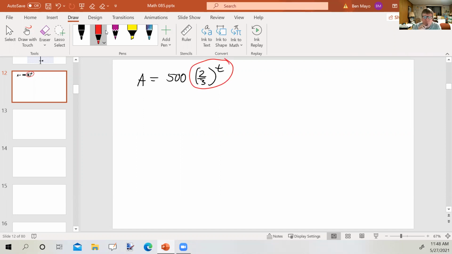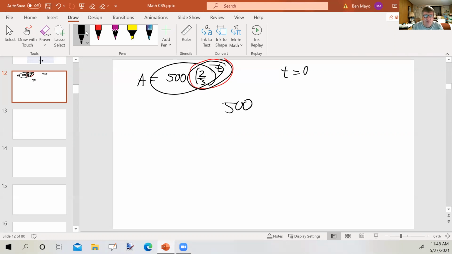Okay. Well, without even reading the story problem, which I'm going to do in a minute, there's some things we can tell about this equation. First of all, let's say that t stands for time. Well, when t equals 0, what's 2/3 to the 0 power? That's 1. What's 500 times 1? That's 500. So what that says is that if t stands for time, at the beginning of time, there are 500 of something.